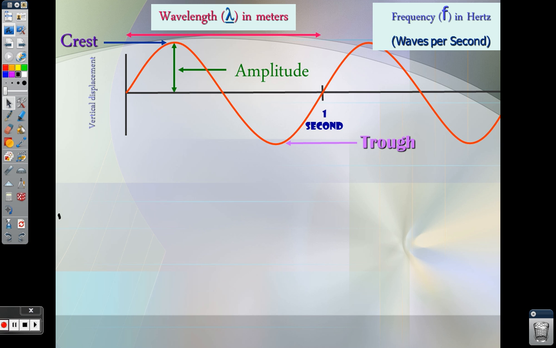All right, so with that being said, let's look at this wave. How many waves do we have per second? Reminding yourself that one wave is one crest and one trough.